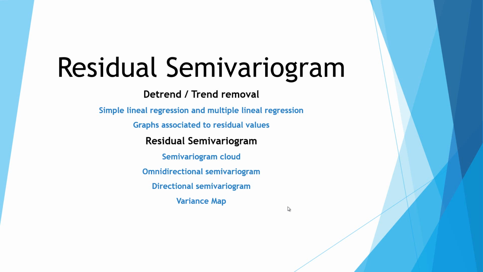Then we are going to do a very extensive analysis about the trend or trend removal. We are going to be talking about the simple linear regression and also the multiple linear regression. And we are going to create some graphs associated with the residual values. We are going to create a three-dimensional plane associated with the trend, and also we are going to interpolate that surface. Then we are going to create a grid for the interpolation area.